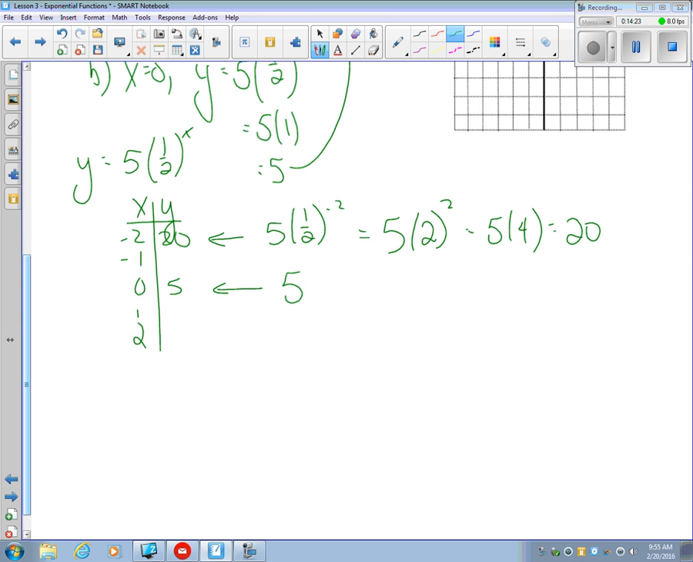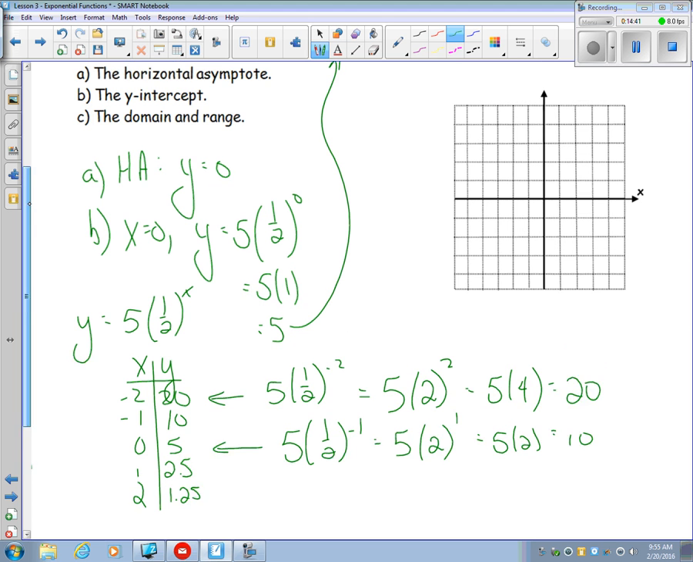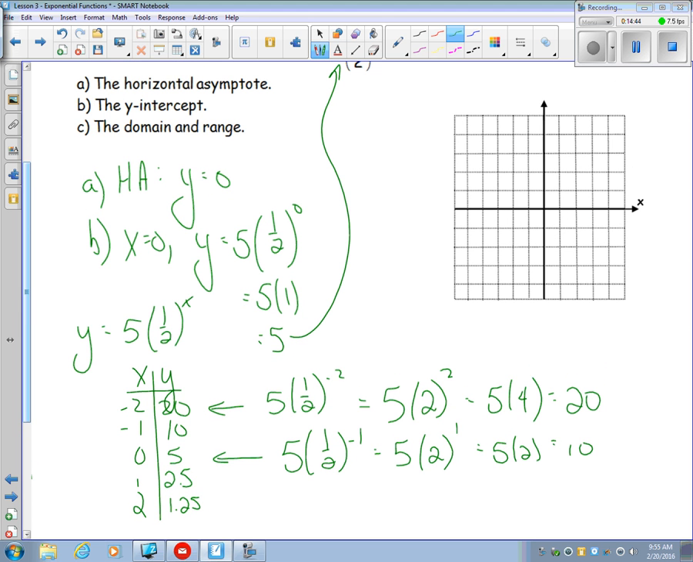Okay, we try the next one. 5 times 1/2 to the negative 1. 5 times 2, flip it over. 5 times 2 is 10. There's a pattern happening here, right? 20, then 10, then 5. What's happening? It's cutting in half each time, which makes sense because my base is 1/2 each time. So our graph, I can't really fit negative 2 and 20 on there. Don't worry about it. Negative 1, 10 we'll say is way up there. 0 and 5, and 1 and 2.5, 1 and a quarter, right there. There's my graph. And the domain and range, obviously you can see all real numbers and greater than 0, like normal.